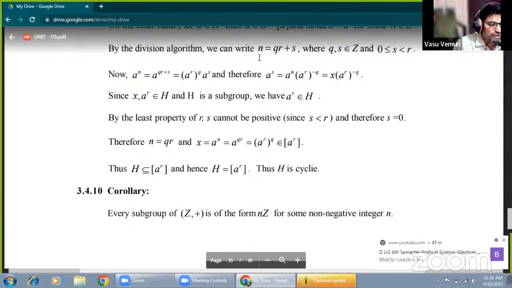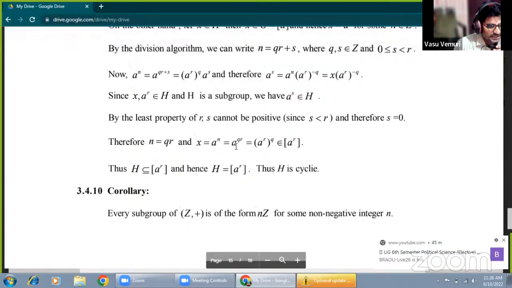So n equal to QR means, again applying A as the base on both sides, the integral power of the element can be written as A power n equal to A power QR, since S equal to 0. Now here A power n means X, and A power QR means A power R whole power Q. So here the generator is A power R. Therefore, that generator is equivalent to X.